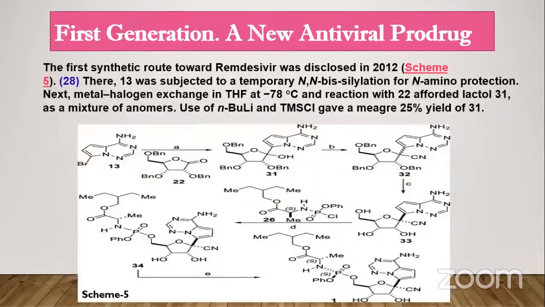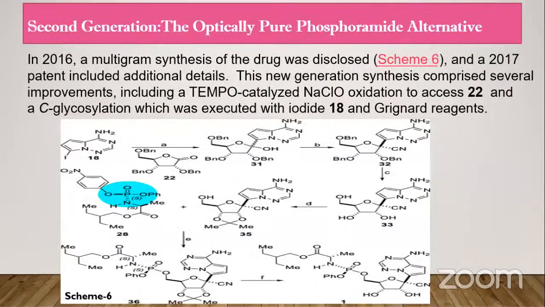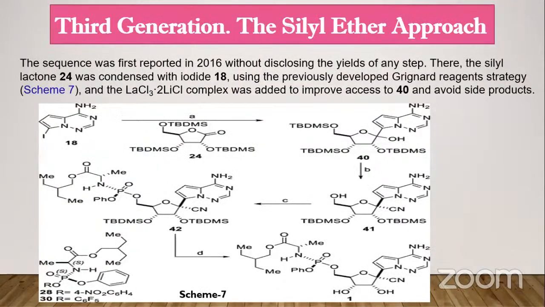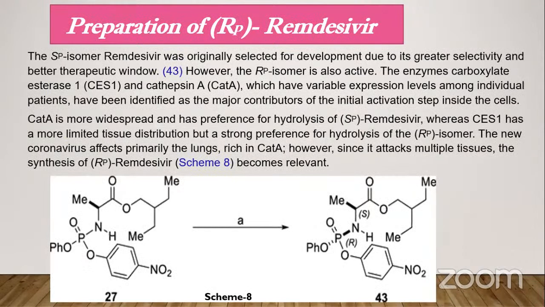Now we have got three routes of this remdesivir. Firstly, it's the new antiviral product. It gave us the route in 2012. It was subjected to temporary N-butyllithium for N-amino protection. And secondly, with the use of N-butyllithium and TMSCl, which gave a 24% yield. And the second generation gave us a yield of 78% in 2016, a multigram synthesis of the drug. And lastly, third, it gave us a yield of 40% with the sequence of LaCl3 and 2LiCl complex. This gave us the preparative measures of the remdesivir.